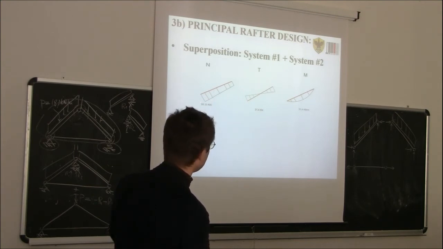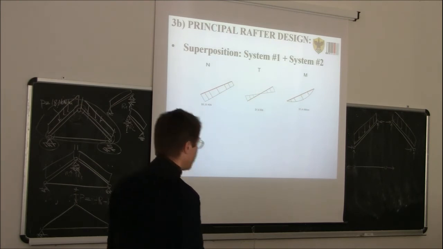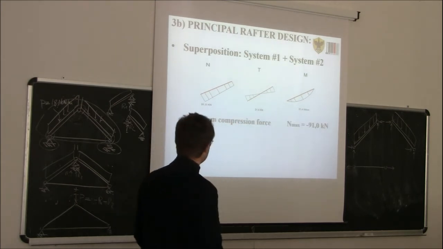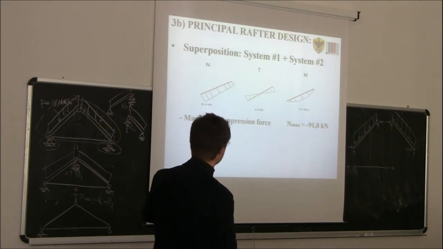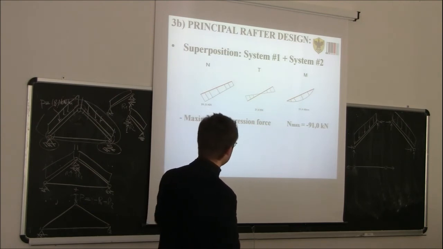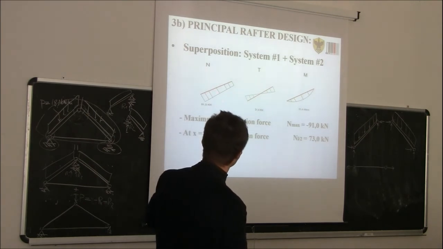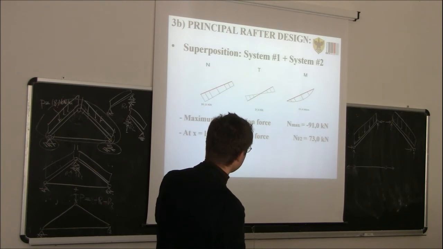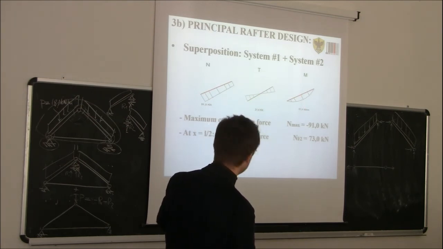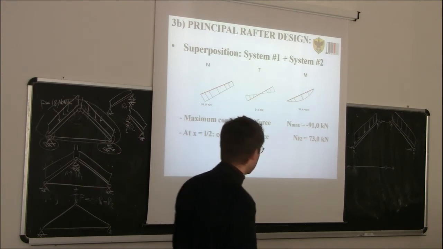Shear and bending moment were only in system number 1. So maximum compression force, you see, is at the base, 91 kN. It's important also to get the compression force at midspan. Why? Because at midspan we have the maximum bending moment. So maximum bending moment, 31.4 kN per meter. Here we have not only bending moment, but we have also the axial force. An axial force of 73 kN.